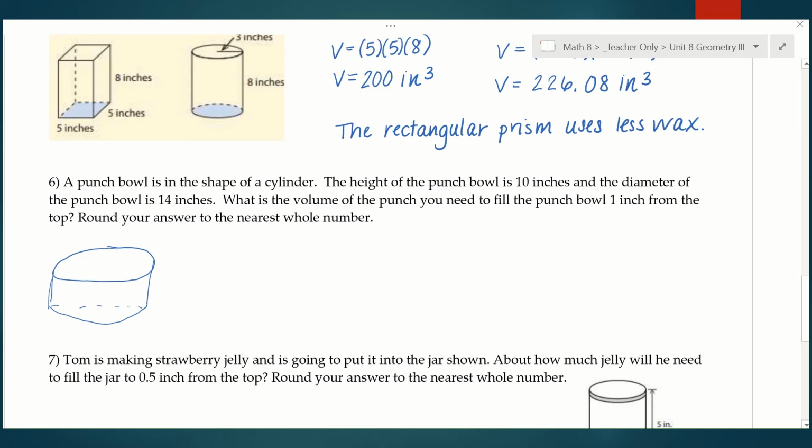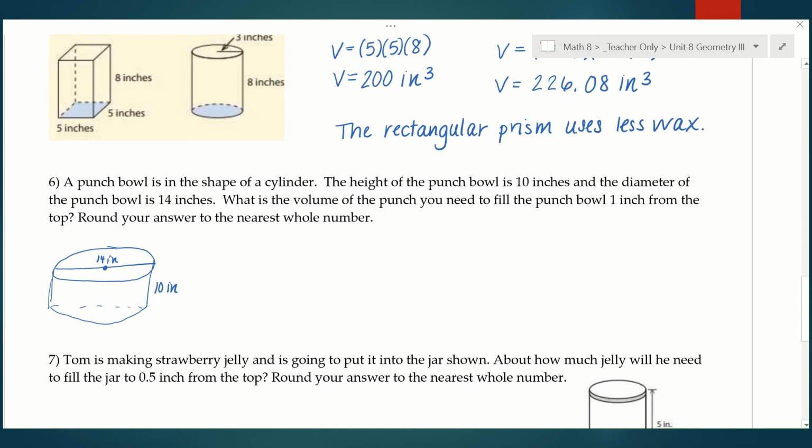So the height of the punch bowl is 10 inches. The diameter is 14, so the diameter goes all the way across through the middle. They asked, what is the volume of the punch bowl you need to fill it 1 inch from the top? Okay, so that makes sense that we wouldn't be filling the punch bowl all the way to the top, because you move it, it spills, you put a ladle in, it spills.